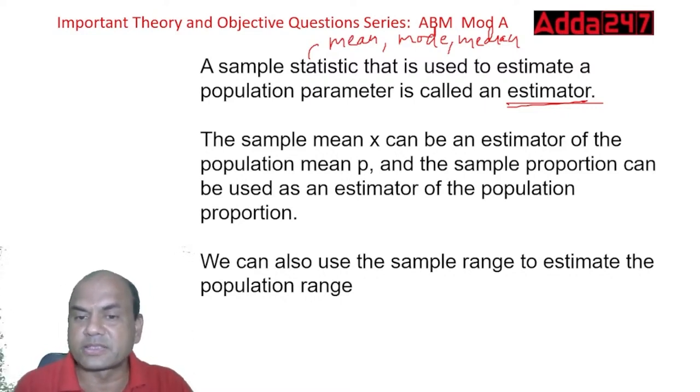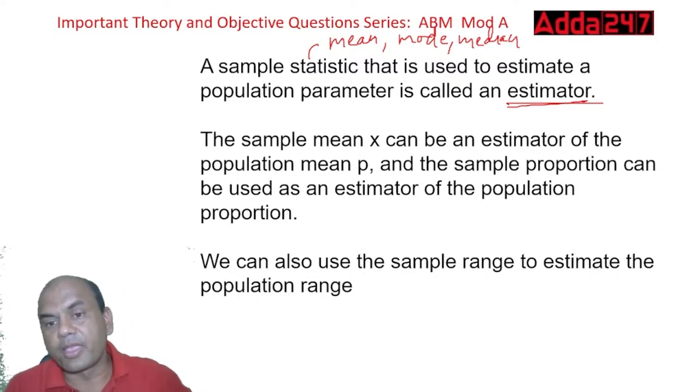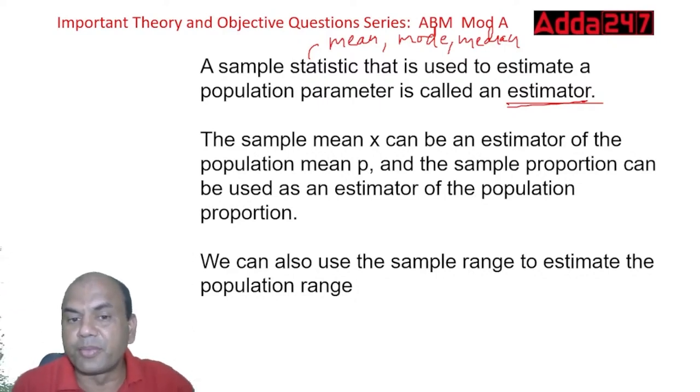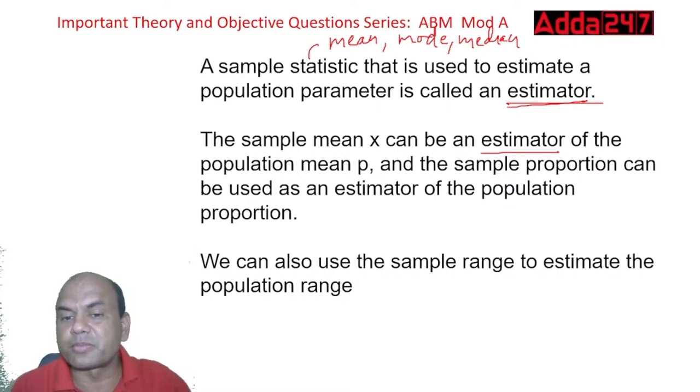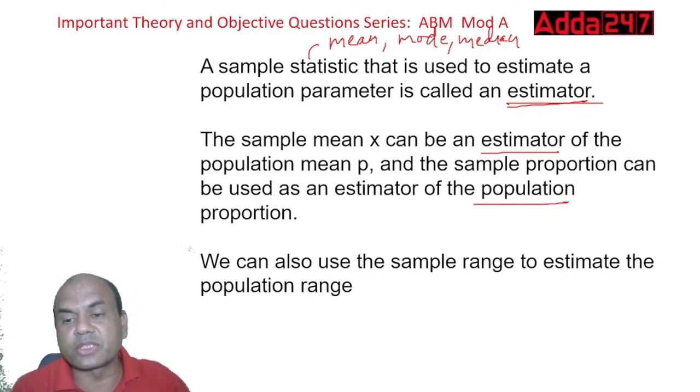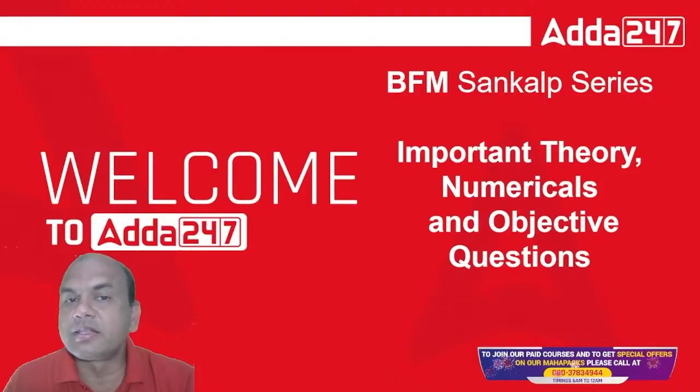The sample mean X can be an estimator of the population mean. And the sample proportion can be used as an estimator of the population proportion. So the sample mean can be used as the estimator and the sample proportion can be used to estimate the population parameter. So what does it mean? I'm calculating this mean from the samples and using it for the population. We can also use the sample range to estimate the population range.